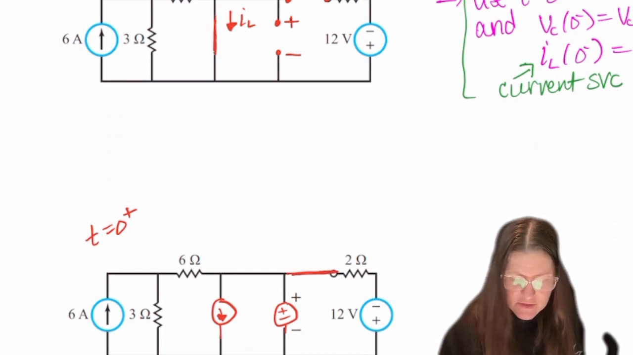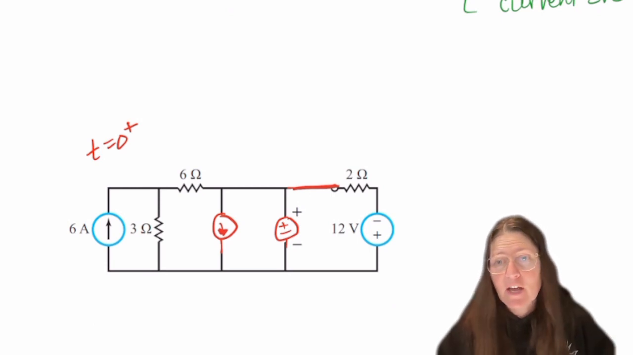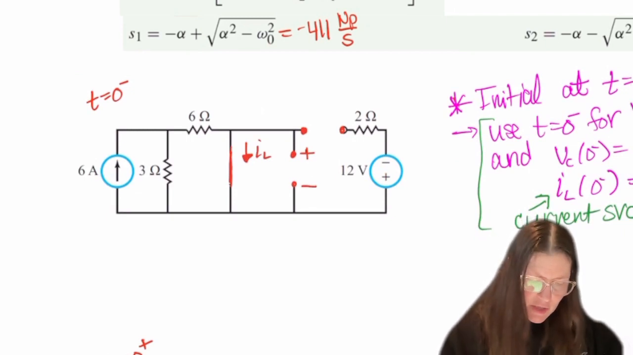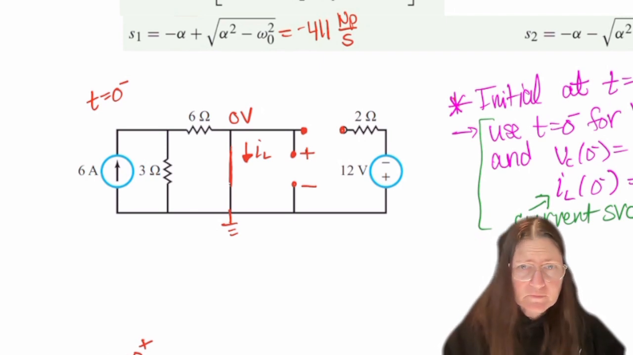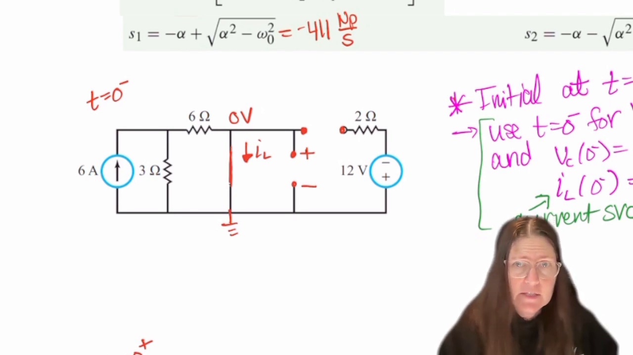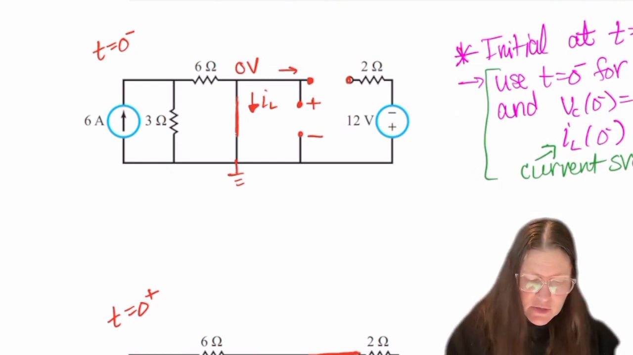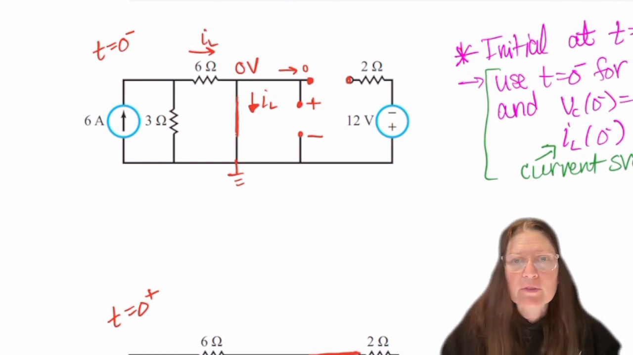So I'm just redrawing that circuit as is, and then we need to determine the values for the current source and the voltage source. If I put 0 here, or ground there, I know that that node will be 0. And I note that there's not going to be any current flowing here, so IL is also going to be the current going through the 6 ohms.